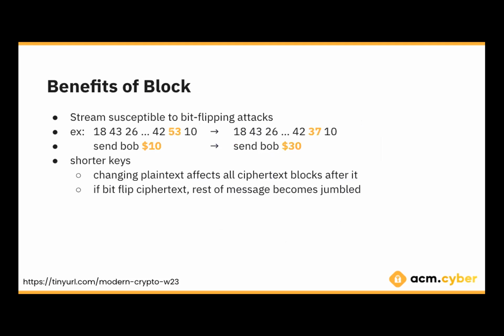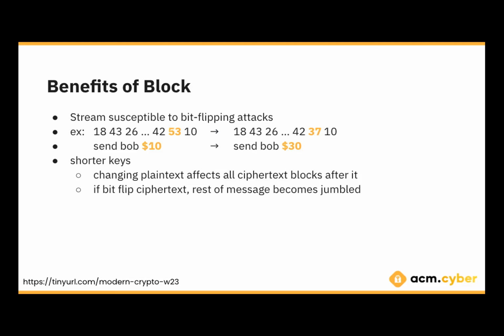So stream ciphers are susceptible to bit flipping attacks. Let's say this is the ciphertext. You don't really understand what it is. You just know that this bit is very important and it represents some money amount. You can tamper with this bit. So instead of saying send Bob $10, if you flip some bits and you get 37, you get send Bob $30. So even without knowing how to decipher this, if you know that this bit, or these bits, this byte or whatever, is important, you can change it so that the information gets changed.